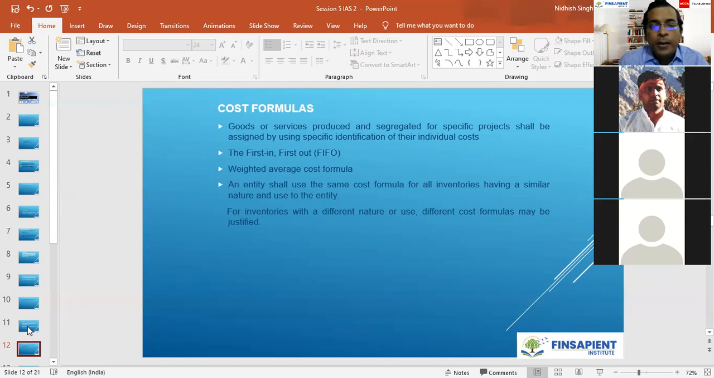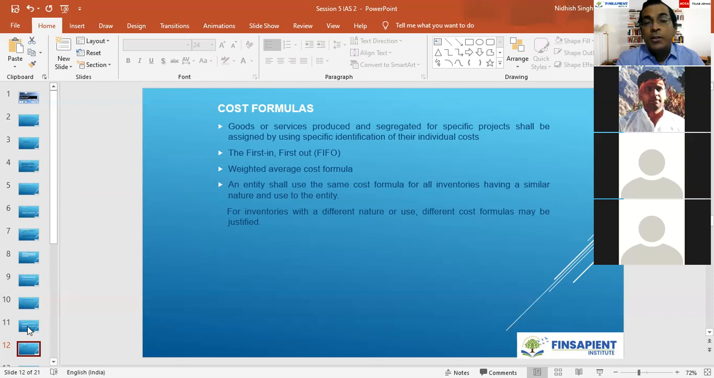Cost formula. Goods or services produced and segregated for a specific project shall be assigned by using specific identification. Do you know what is specific identification? Generally, we don't encounter this, but specific identification is one of the cost allocation methodologies.